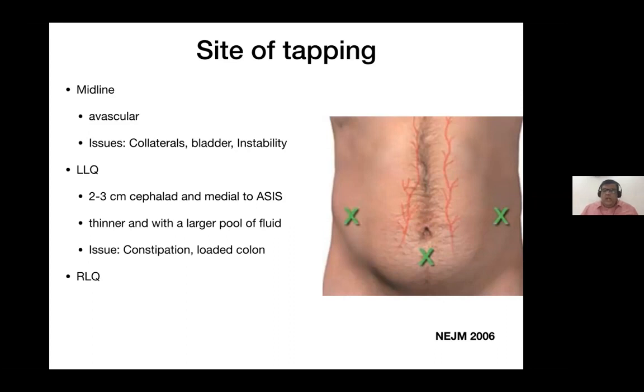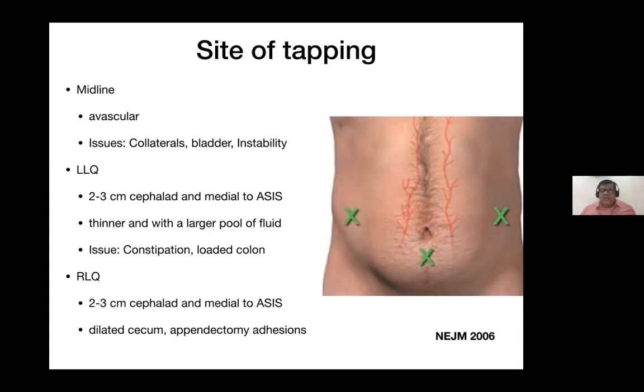The right lower quadrant, which was used some time ago, is 2 to 3 centimeters cephalad and medial to the ASIS. The disadvantage is dilated cecum, appendicectomy, adhesions. Both of these can create problems, especially in patients who are on lactulose. They can have trouble. There may be adhesions of the bowel, and this can also produce inadvertent puncturing of the bowel loops.